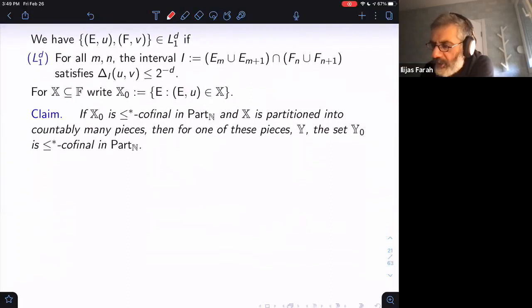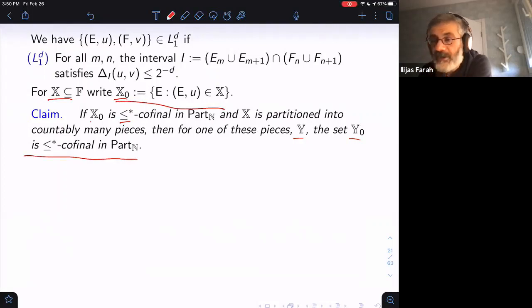And now here is this notation which I used before. If you have X subset of F, X0 is this projection to part of X. And here's a claim that may look familiar. If X0 is less or equal to star cofinal in part, and X is partitioned into countably many pieces, then for one of those pieces called y, this set y0 as defined here is less or equal to star cofinal in part A.